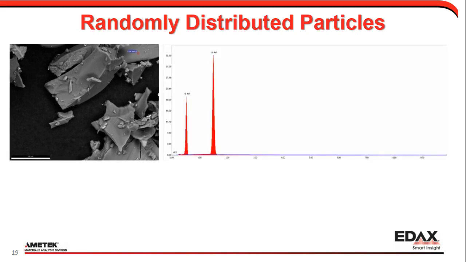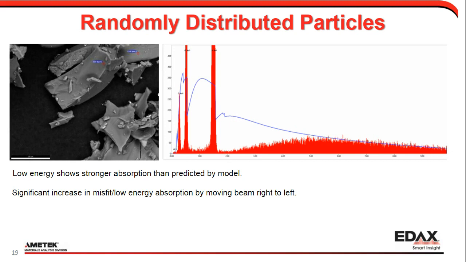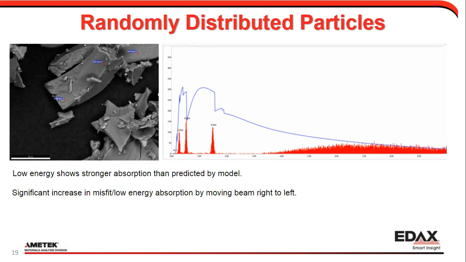This is the normal spectrum of alumina. This spectrum is from the spot in the top right of the image. We see the low energy shows very strong absorption. If we move the beam to the left, we see a significant increase in misfit or low energy absorption. If we move the beam further left, we see all of the low energy peaks and the background in the low energy range have been pressed down even further.